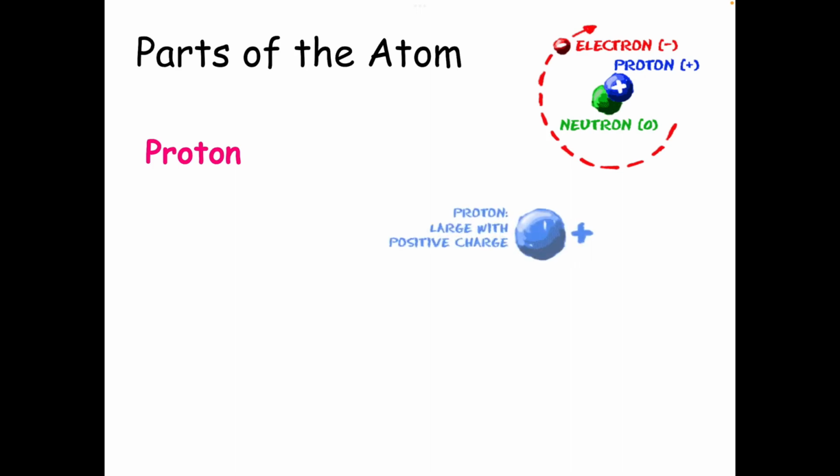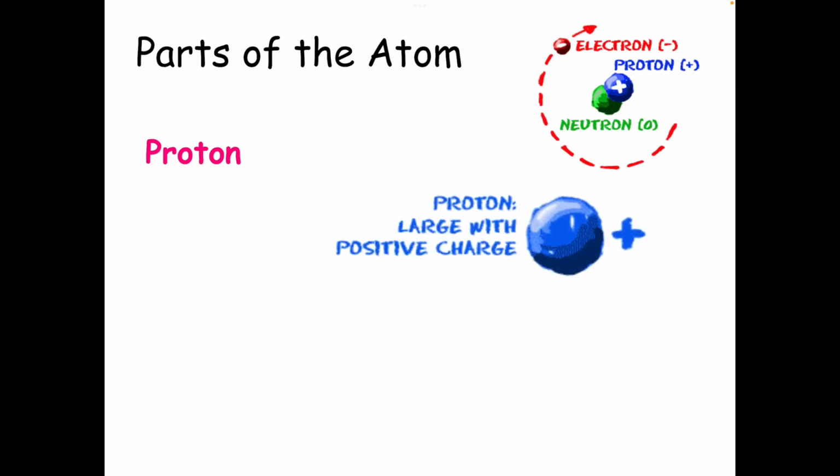Okay, welcome. So now that we've talked about some history of the atom, let's talk about the parts of the atom, where they're found, charges, masses, etc. So first we have the proton. The proton is large with a positive charge, and this is sort of like an atom. In here we have the nucleus, discovered by Rutherford, and then we have the electrons going around.